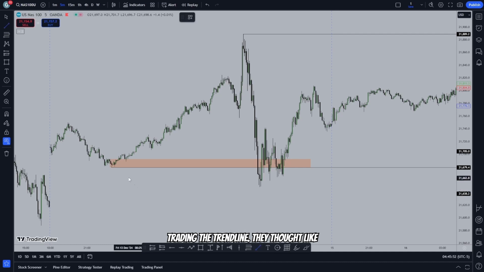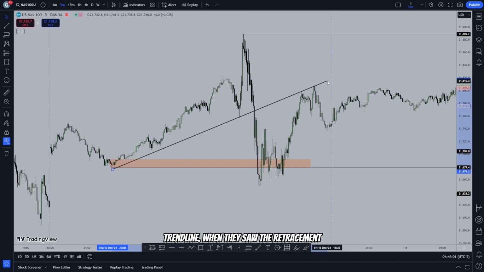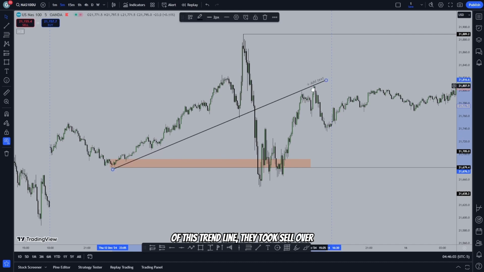The traders who were trading the trend line thought it was a trend line breakout, so they took a sell over here. Or they waited for the retracement of this trend line, and when they saw the retracement of this trend line, they took a sell over here.